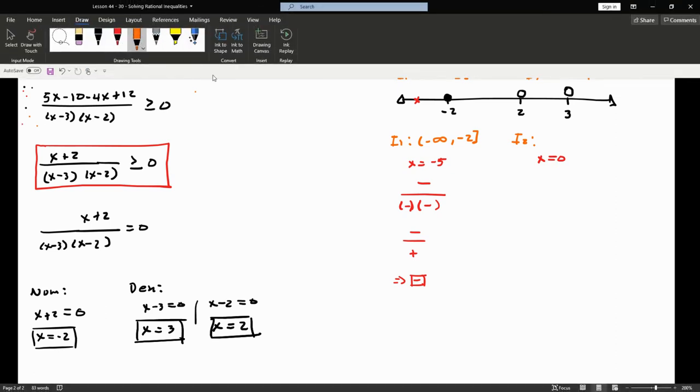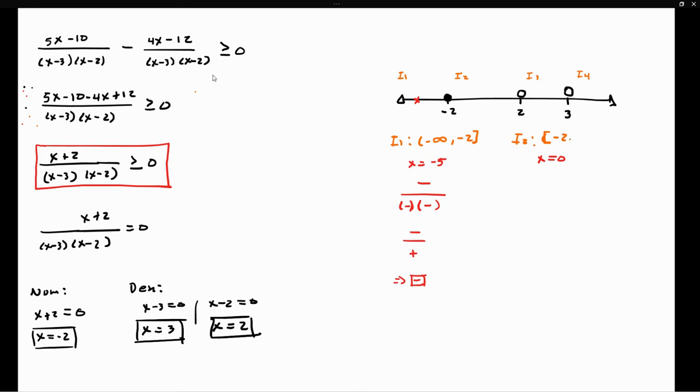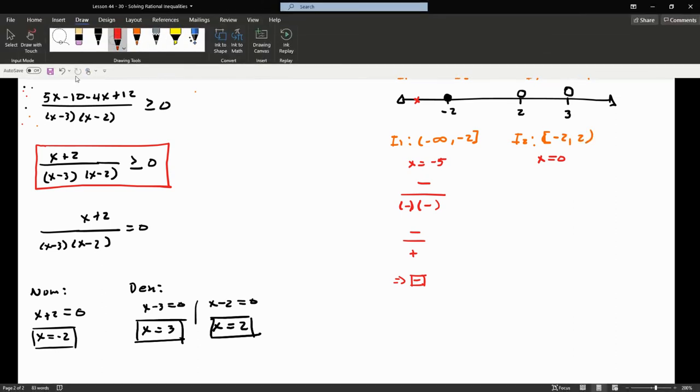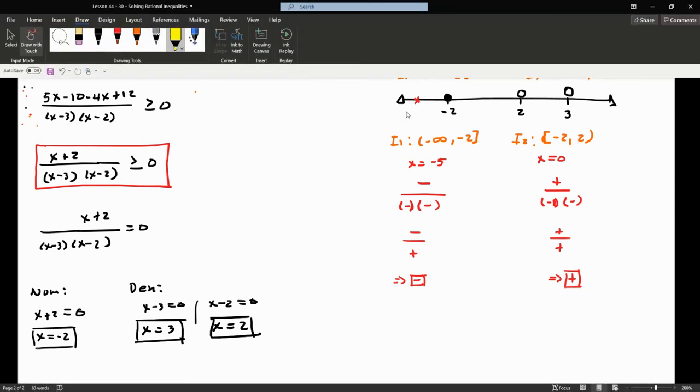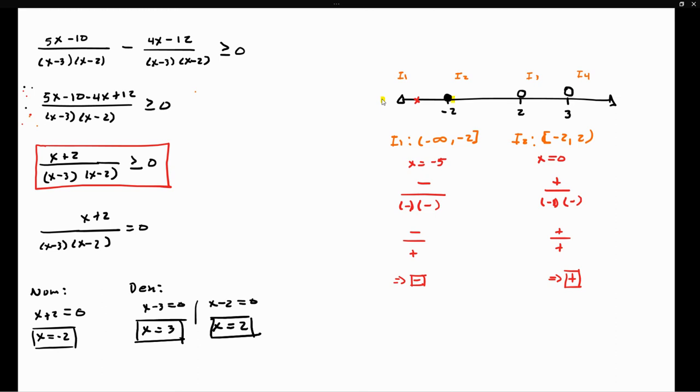Again, the second interval is from open parenthesis -2 to close parenthesis 2. Let's see what that gives me. If I plug in 0 on the numerator, that's going to give me a positive value. So positive on the top. If I plug in 0 in the denominator, my first parenthesis is going to be negative, and my second parenthesis is going to be negative as well. Now if I simplify, a negative times a negative is a positive, and a positive divided by a positive is a positive, which is greater than 0. So that's a true statement. So let me take it into consideration as part of my solution set.